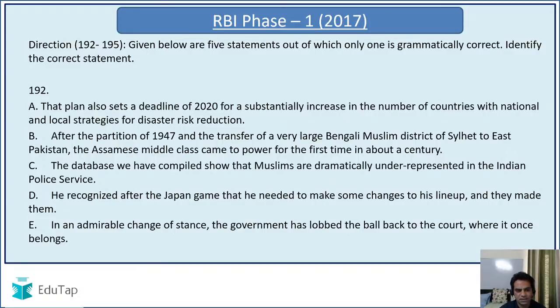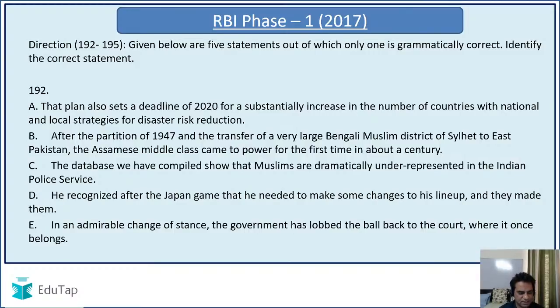Now this was a bit trickier. Now let's read the directions, guys. Given below are 5 statements, out of which only one is grammatically correct. Identify the correct statement. So guys, there are 5 statements wherein there is some or the other error, and you have to find the grammatically correct sentence. So please be careful. You don't have to find the incorrect sentence. You have to find the grammatically correct sentence, and basically that's where the elimination method kicks in. Whichever sentence you find one grammatical error in, eliminate that, and the one which is left out of errors, that would be your answer. Got it?